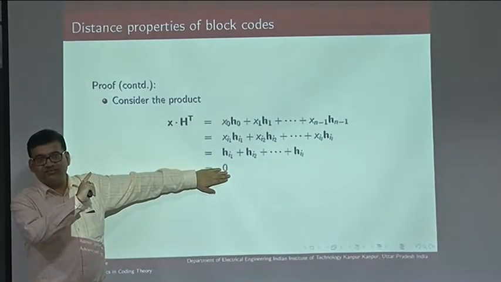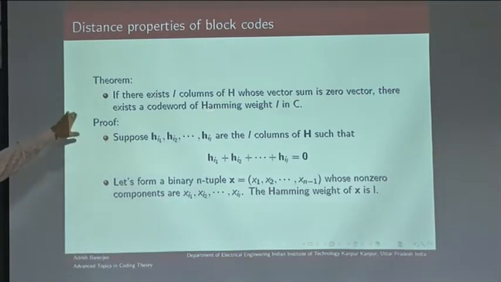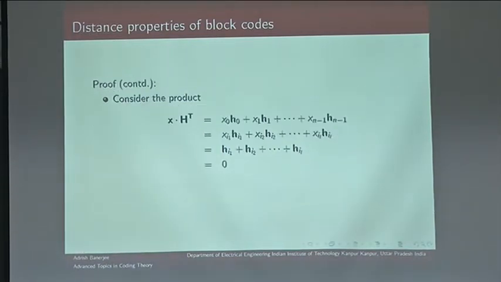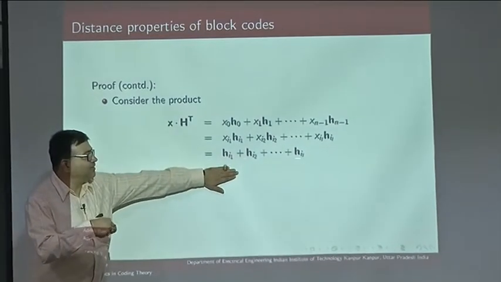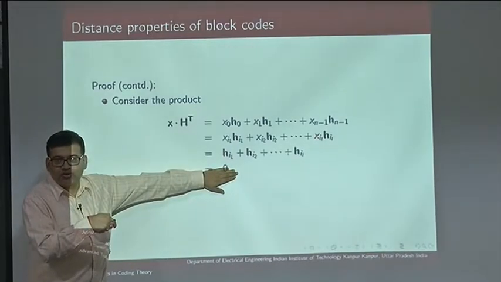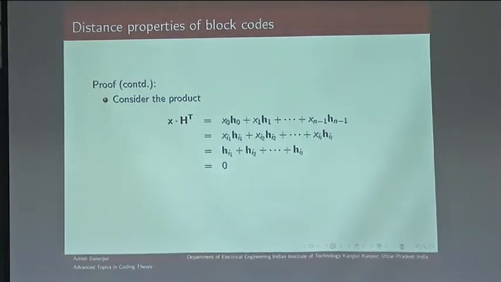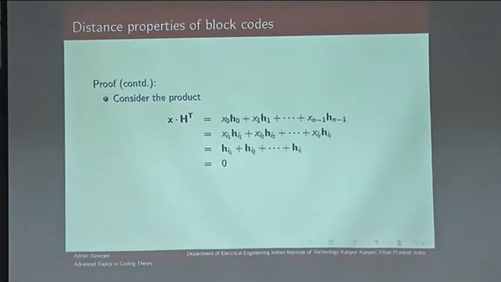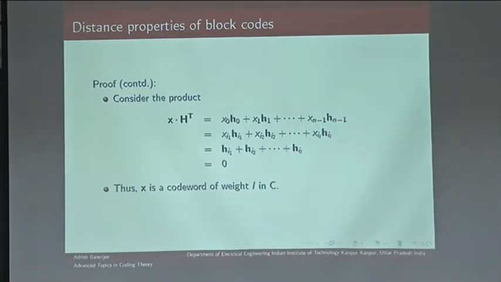Because it is given to us that if there exist L columns of this H matrix whose vector sum is 0, right? So from here we get this. Now since L columns of the H matrix add up to 0, then X H transpose is 0, which means X is a valid code word. So thus X is a valid code word in C.